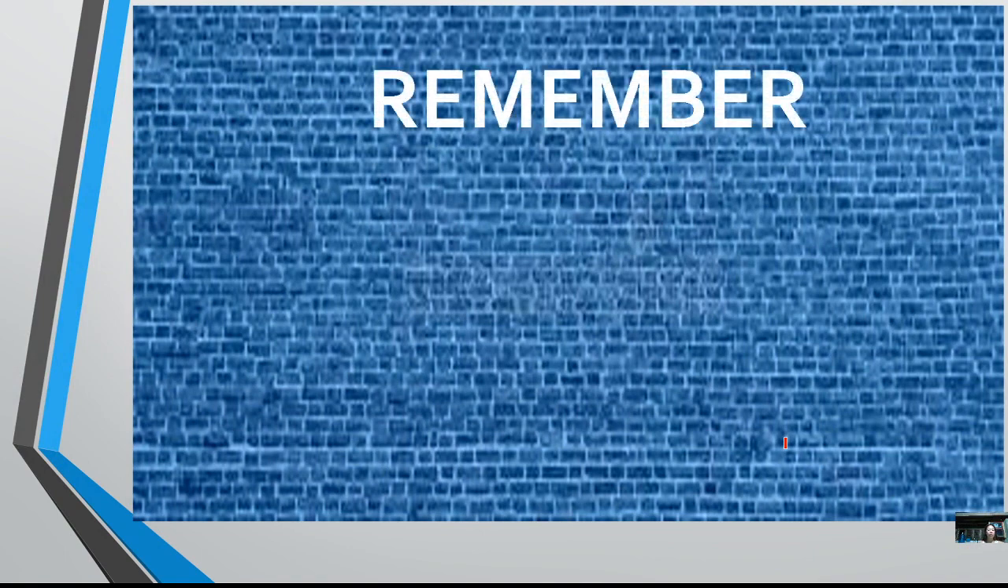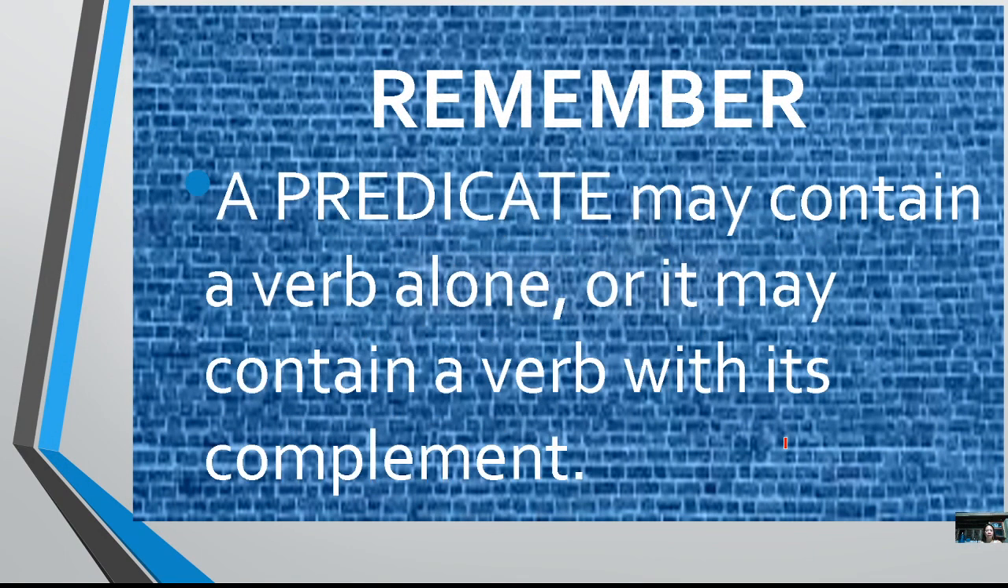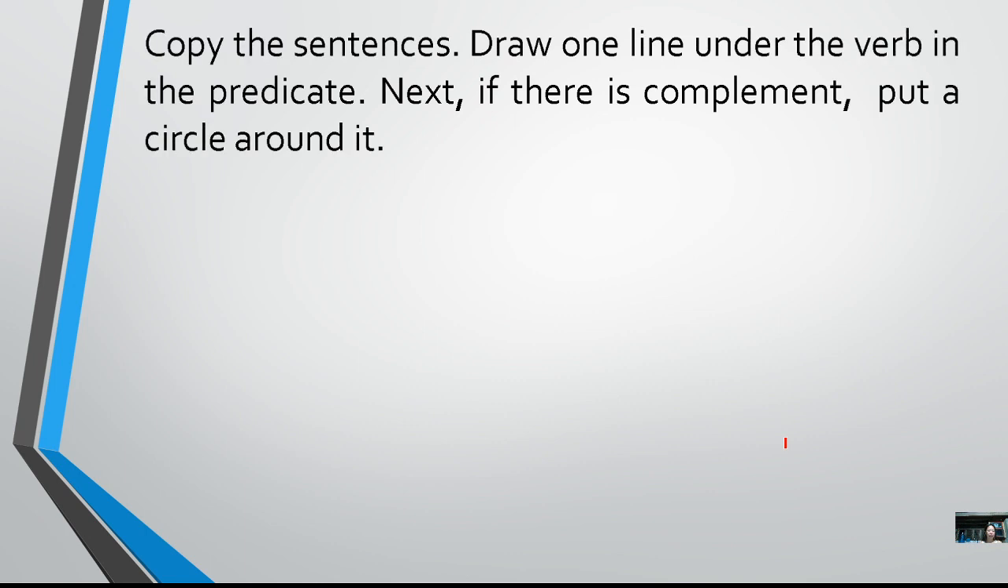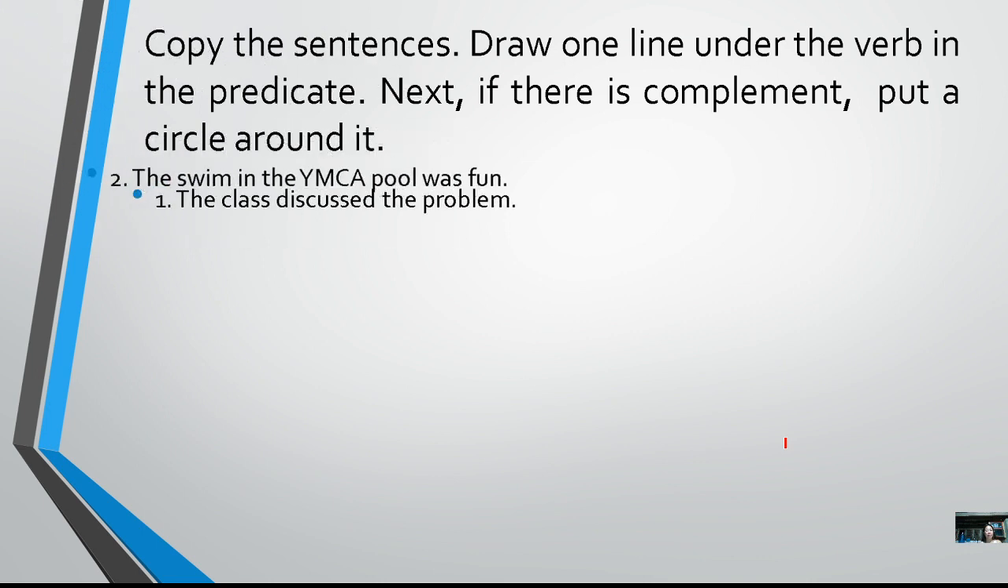Now, I have prepared an exercise for you, but before that, always remember for the second time, a predicate may contain a verb alone or it may contain a verb with its complement. Okay, so as I was saying a while ago, I have prepared an exercise for you to check whether you understood the lecture in this video. So copy the sentences, draw one line under the verb and the predicate. Next, if there is a complement, put a circle around it. Okay, the instruction is very clear. So good luck and see you in the next video.